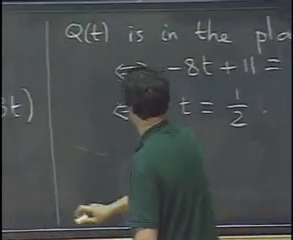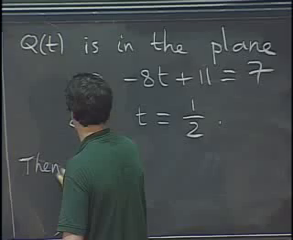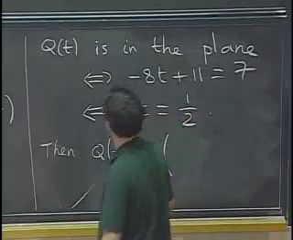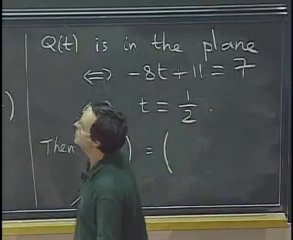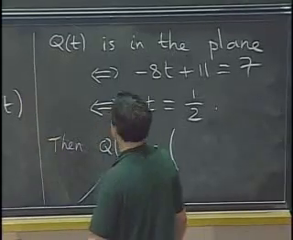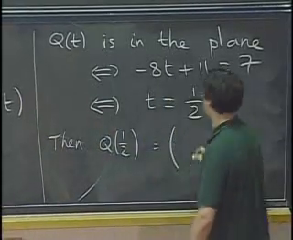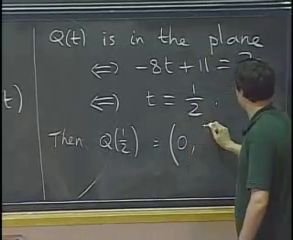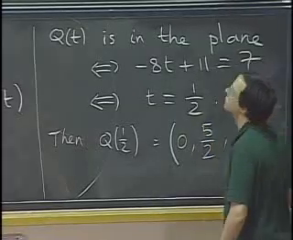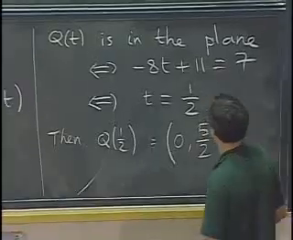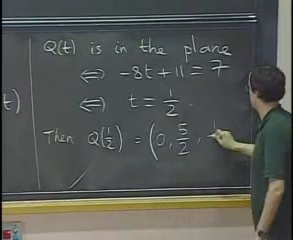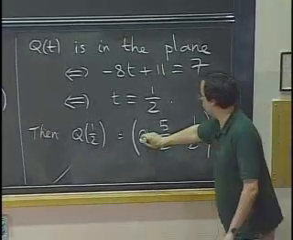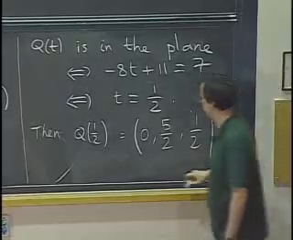Okay. And then at that time, Q at time 1/2, well, let's plug the values. So -1 + 2t will be 0. 2 + t will be 2.5, or 5 halves. And 2 - 3 halves will be 1 half. Okay? So this is where the line intersects the plane.